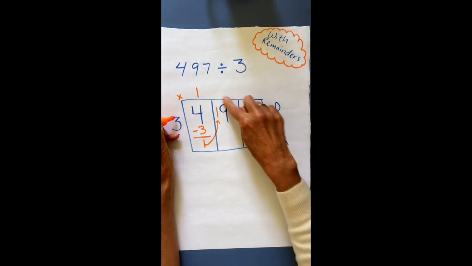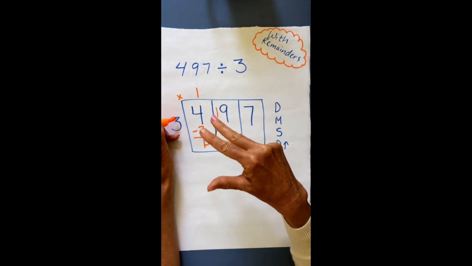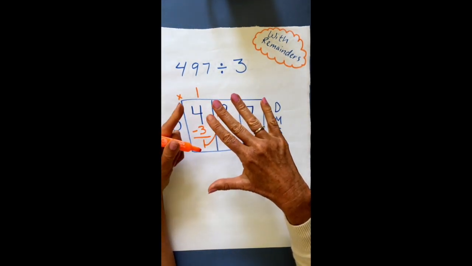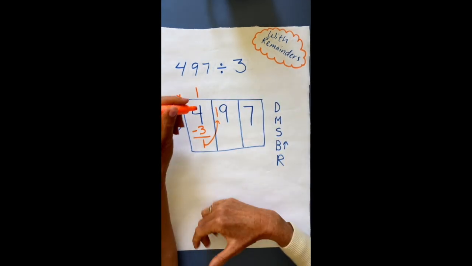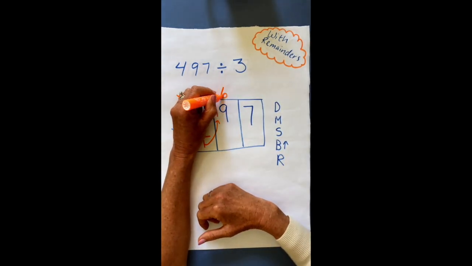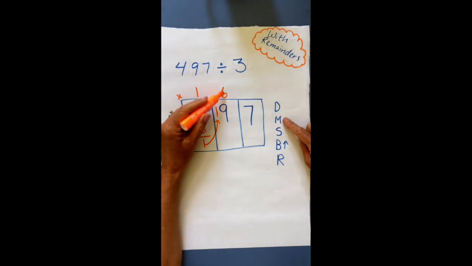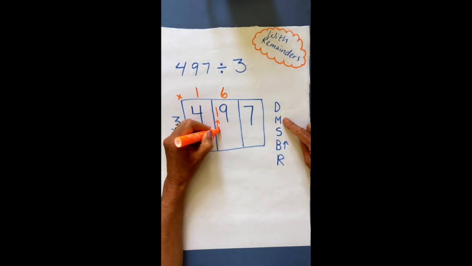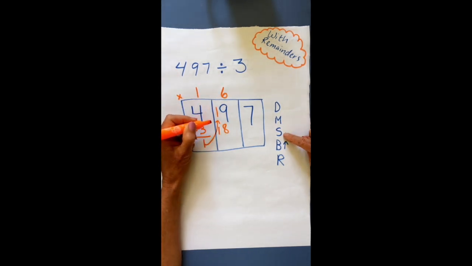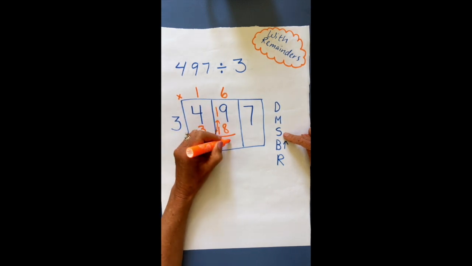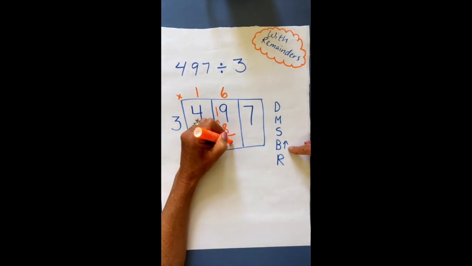So how many 3s are in 19? 3, 6, 9, 12, 15, 18, 21, too many. So it looks like it is 6. Now I'm going to multiply. 6 times 3 is 18. Now I'm going to subtract. Get 1. And now I'm going to bring it up.